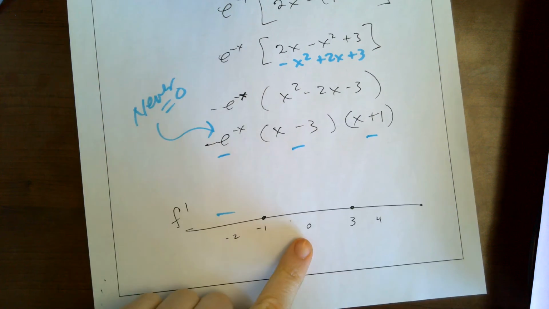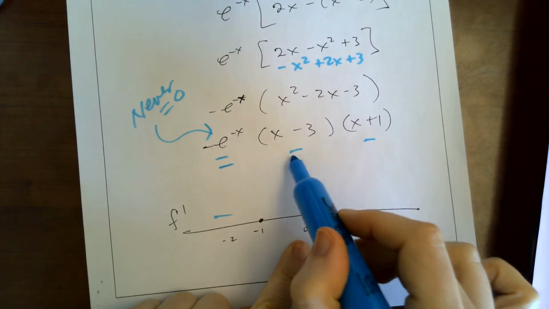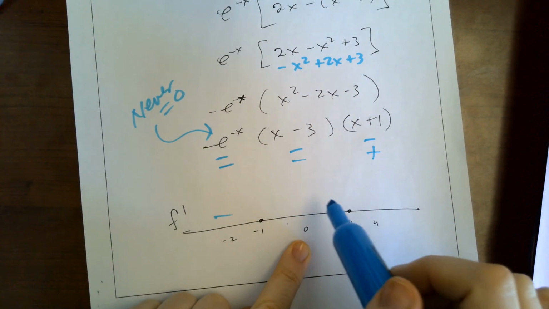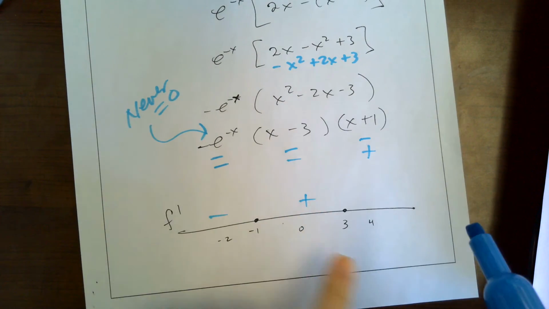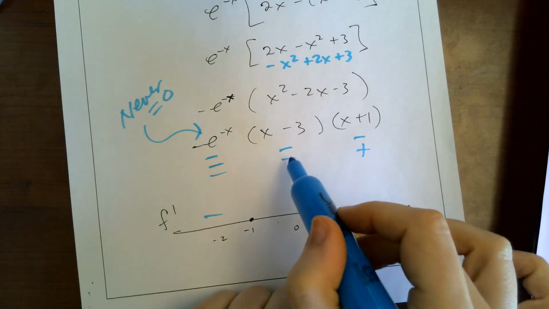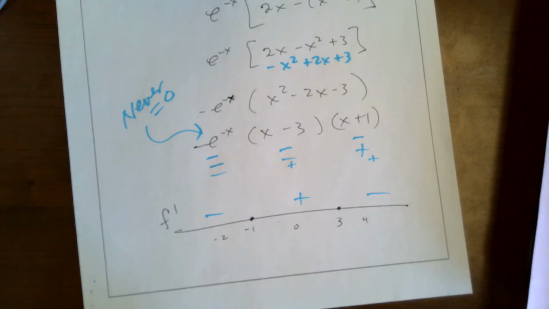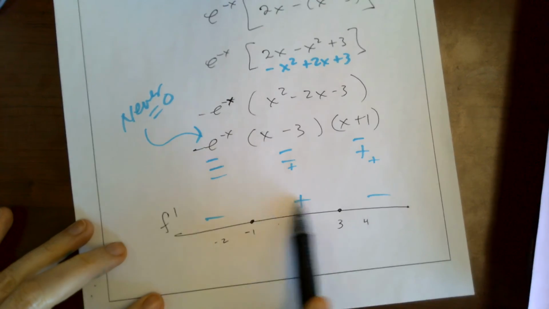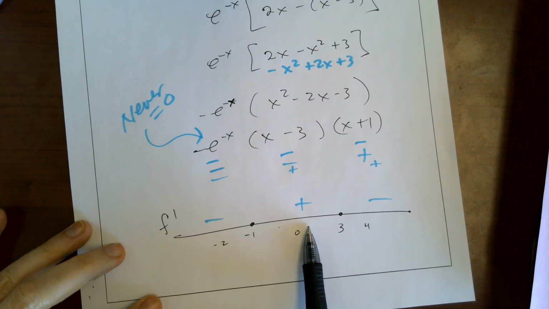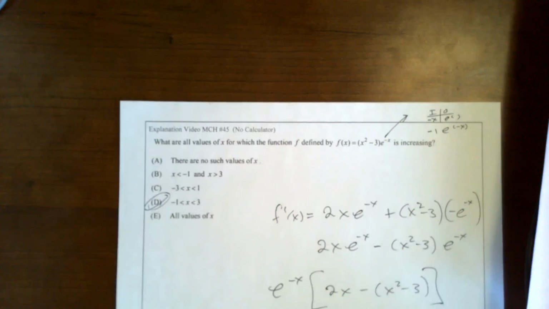If I plug in 0, this one's always negative. This will give me a negative, this will give me a positive. So that's a positive interval. And then if I plug in 4, always negative, always positive, always positive. So that's a negative interval. So this is where f prime is positive, which implies that f is increasing on this interval from negative 1 to 3.